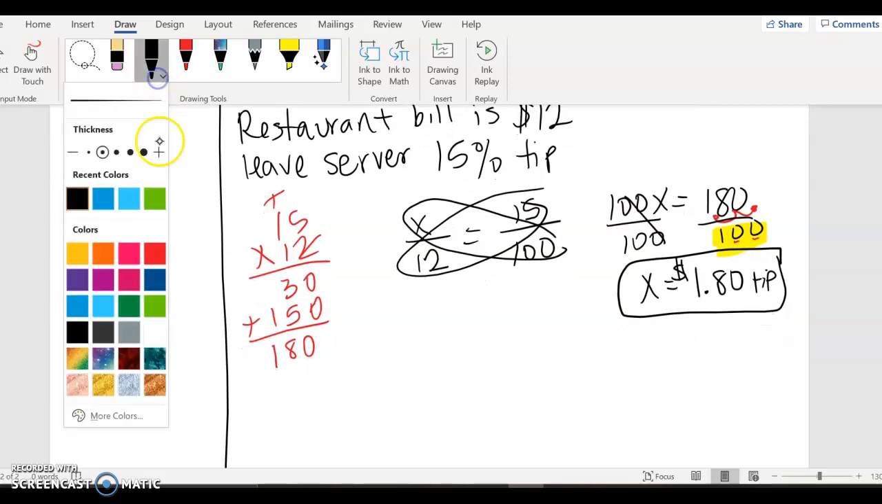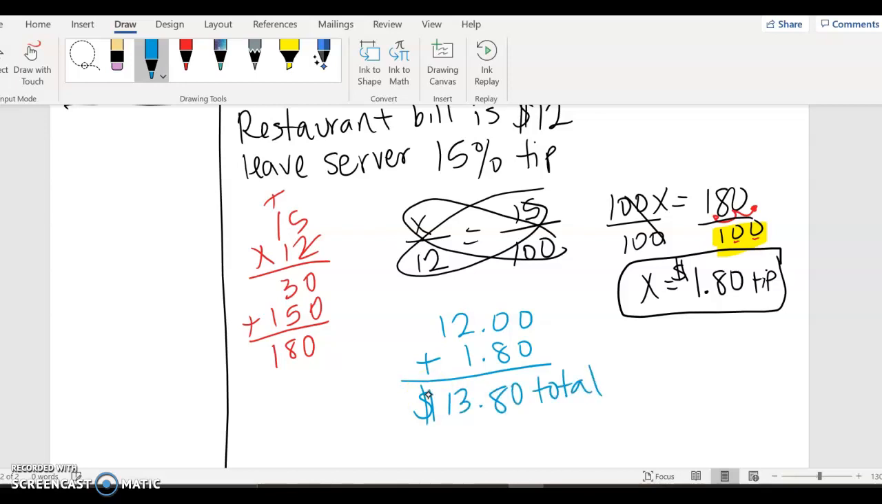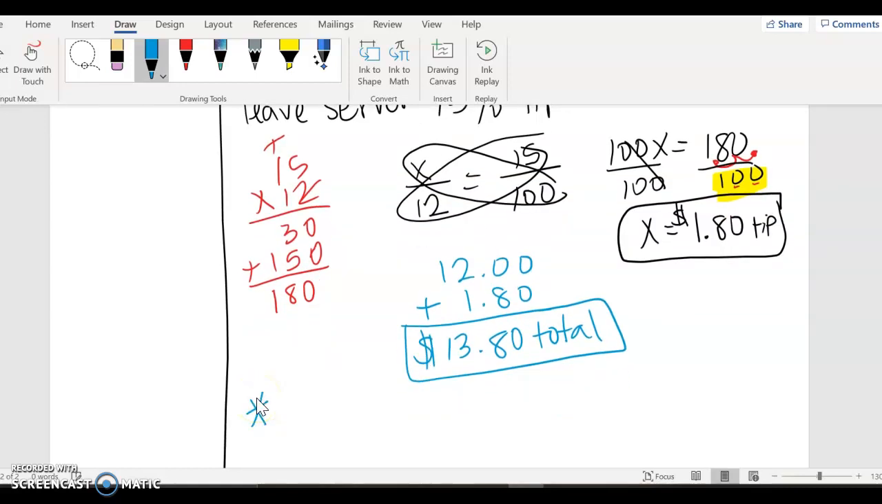Okay, and from there, to figure out how much we have to spend altogether, I spent $12 on my food, and then I'm going to leave an extra $1.80 for my waiter. So altogether, I've spent $13.80. And again, you may want to make the note down here. Tip means to add. Okay, so discount gets subtracted, sales tax and tip get added.